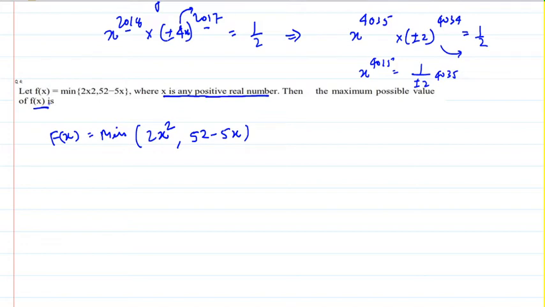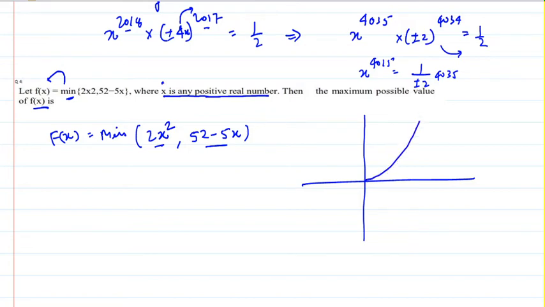This kind of question has become very common in CAT since last 4 years. You should be able to plot a rough graph for this. The idea here is there are two equations inside. So there are two graphs going to be plotted on xy axis and I'm going to give the minimum value of the two as the outcome to the function. Minimum value out of the two means the lower value in the graph. So this is a quadratic. I'm looking for x being positive real number. So 2x square will be plotted in this manner.